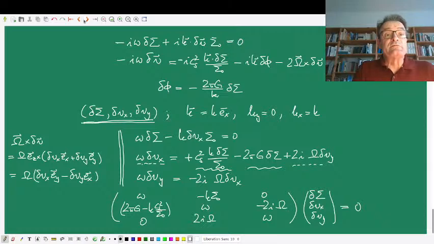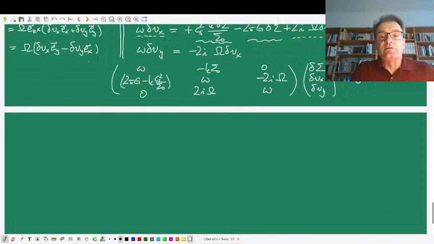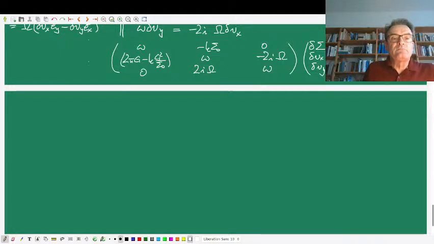And now, of course, we have the same situation as always, right? In order for our perturbations to be non-trivial, to be non-zero, the determinant of this matrix must vanish. And we get a dispersion relation as always. So the determinant of this matrix must be 0. Now let's calculate the determinant.